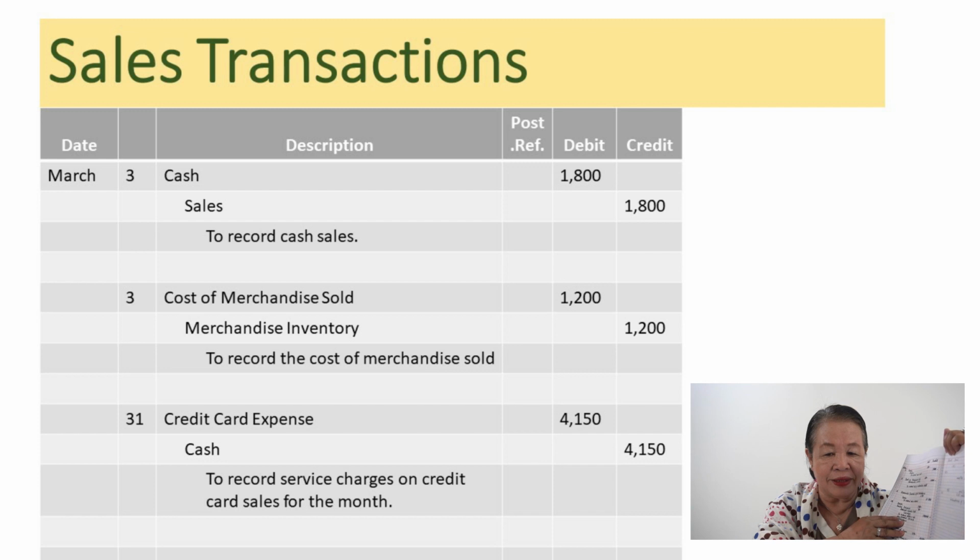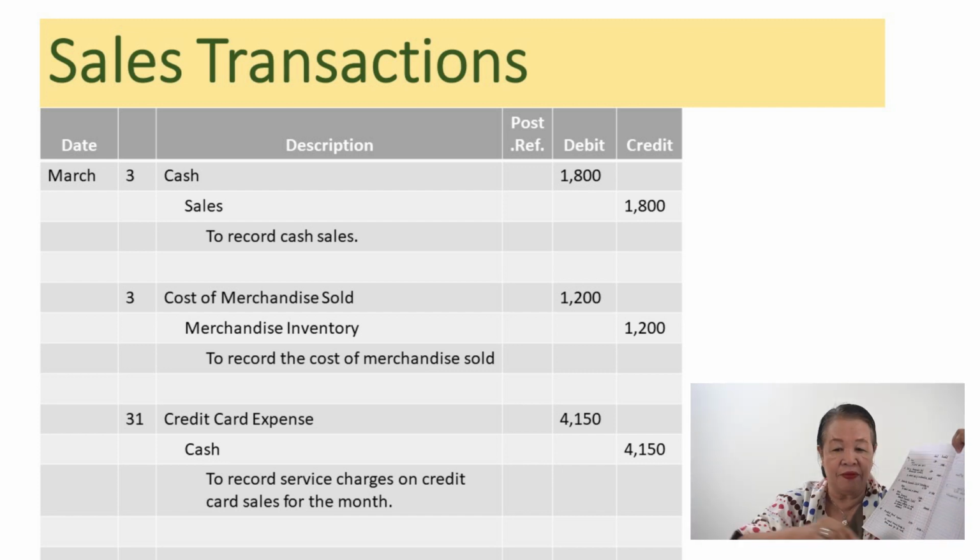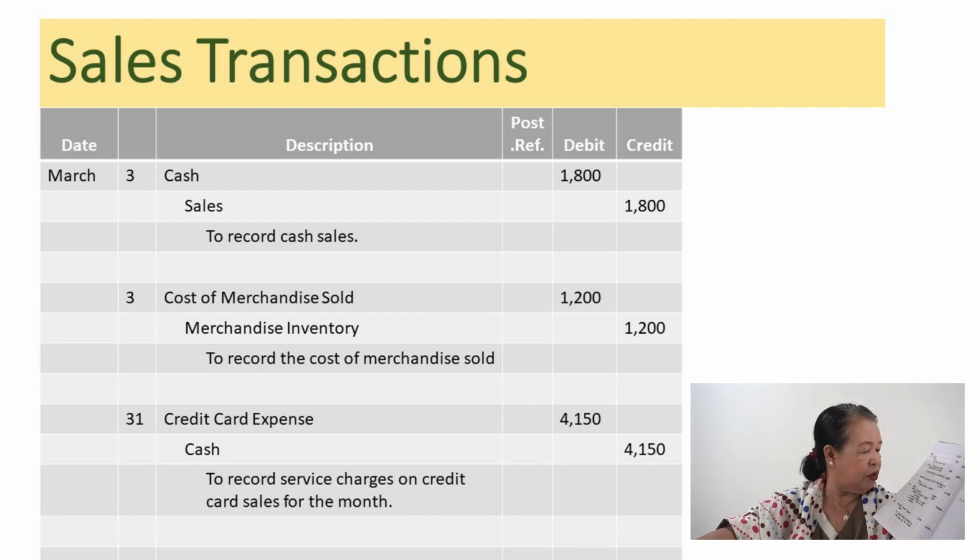Nagbayad po tayo ng credit card expense, no? How much? 4,150. No? So, meron tayong credit card expense. O noong March 31, no? So, meron tayong 4,150. Debit credit card expense, credit cash na 4,150 to record service charges on cash sales for the month. So ano yung journal entry natin? Nagbayad tayo sa credit card, debit credit card expense, credit cash, no? 4,150.